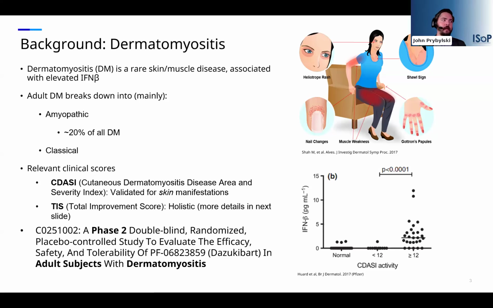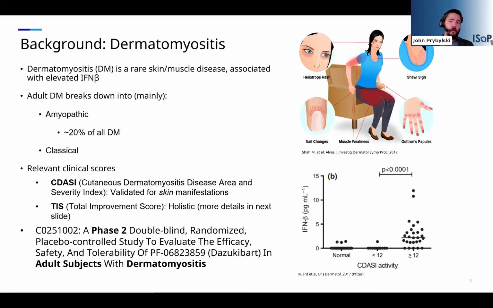Because of these various presentations, there are two very relevant clinical scores, especially in the setting of clinical trials. There's CDASI, which the full spelled out name is on there, but the C stands for cutaneous. So as expected, this is validated primarily for skin manifestations. Overall, the severity as judged by CDASI does correlate, interestingly, to interferon beta levels. But again, this is really focused on skin.